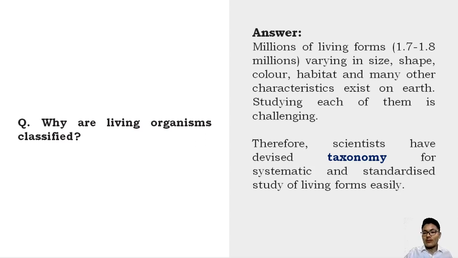Millions of living forms, 1.7 to 1.8 million species, varying in size, shape, color, habitats, and many other characteristics exist on Earth. Studying every living organism is difficult and challenging. So scientists have devised taxonomy for systematic and standardized study of living forms. So taxonomy makes our learning easier.